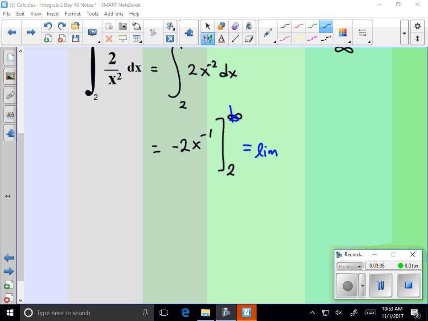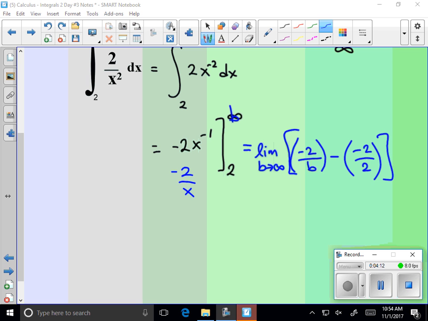So the limit as b goes to infinity of negative 2 b to the negative 1. Instead of writing b to the negative 1, I'm going to write over b to the first. Right? So could I call this, if I wanted to, this? Yeah, I could. Now I'm just going to plug in b, and I'm going to plug in 2, and I'm going to see what I get. Okay, so I get that minus negative 2 over 2. I get this 2 from there.